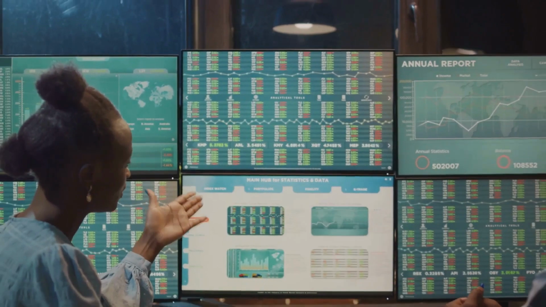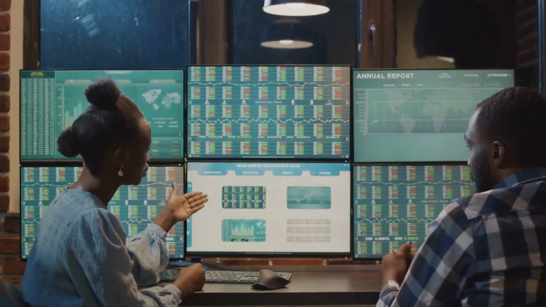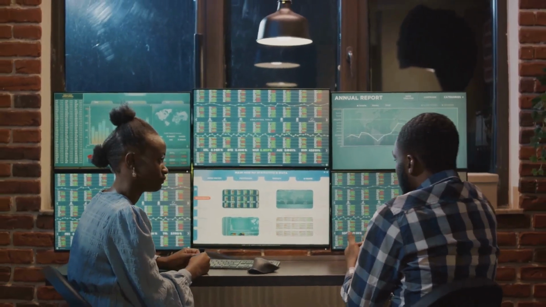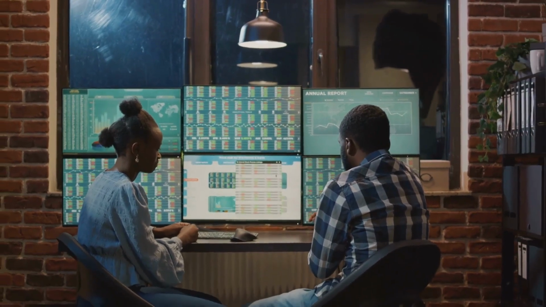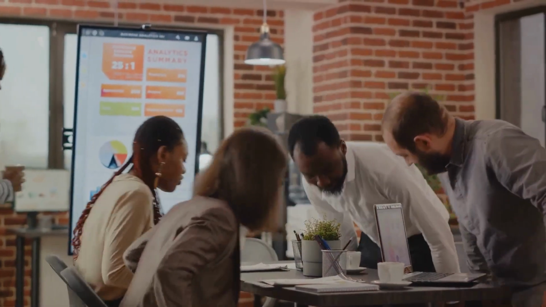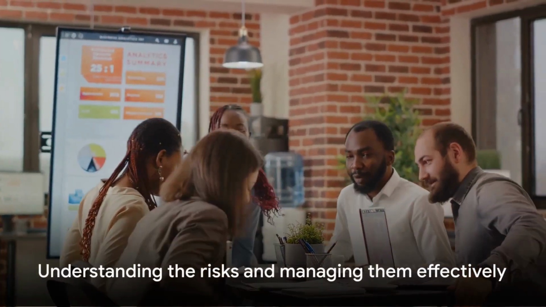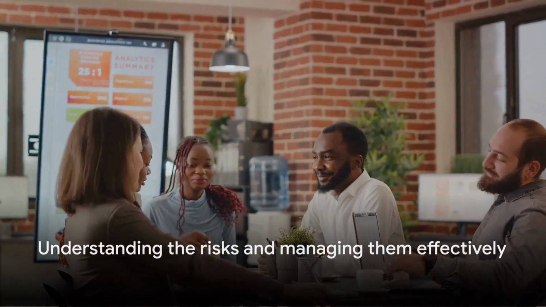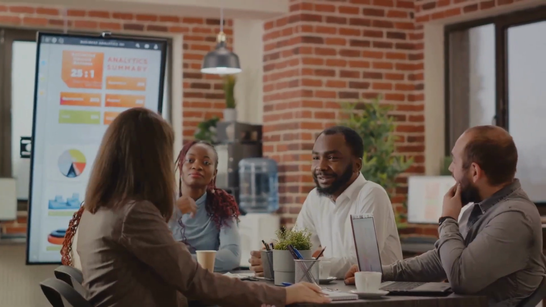In conclusion, options trading presents a myriad of opportunities from hedging and income generation to speculative profits. However, it's not without its risks. The potential for losses, the complexity of the market, and the inherent volatility all demand careful consideration. Options trading is full of opportunities, but it's crucial to understand the risks and manage them effectively.